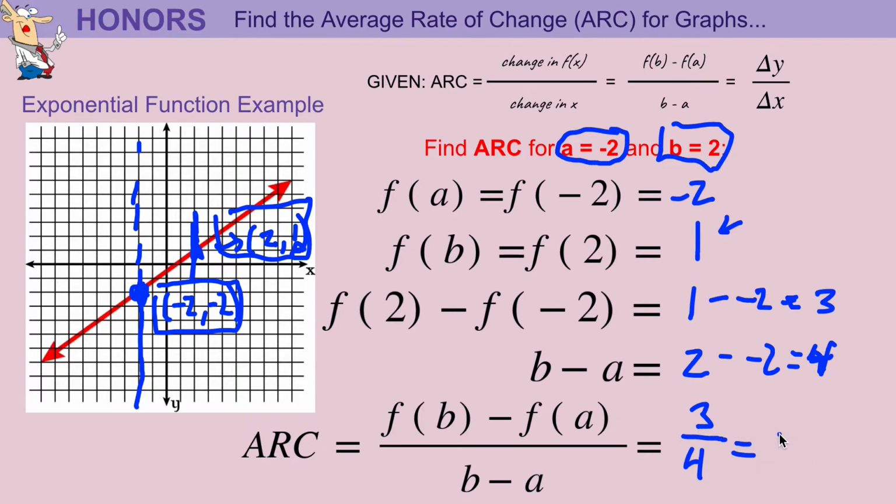Let's convert this then to decimal so that we can compare them later on. So this would be 0.75. Now remember, for all of these, unless it is specified otherwise, always round to the hundredth. Okay, now that was an example not of an exponential function. That's an error. This should be linear. Let's look now at a truly exponential function.